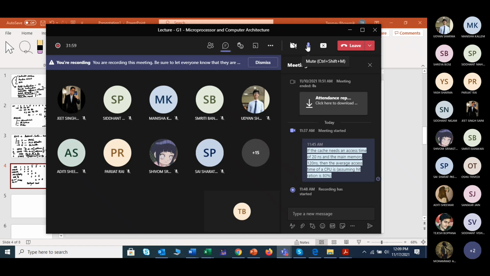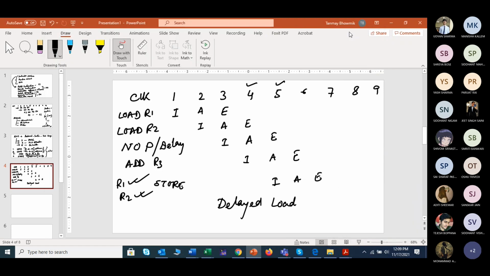So we were discussing this delayed load, right? What we discussed is that in this particular example, you saw that we are just delaying your load to register by one step. That is why it was a delayed load. And then we discussed what type of question can be given from this type of topic.